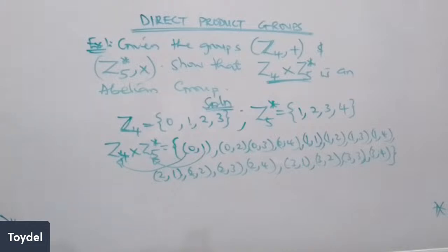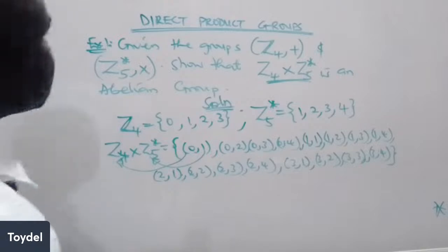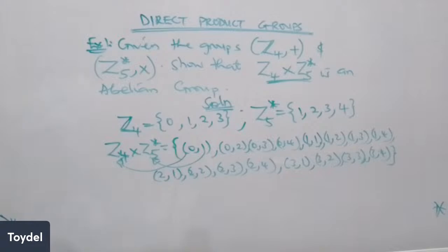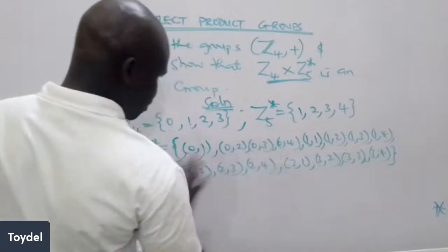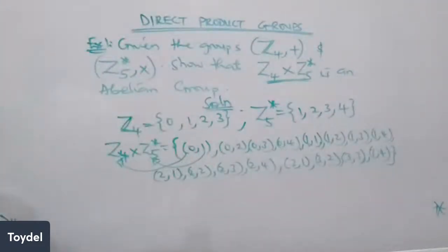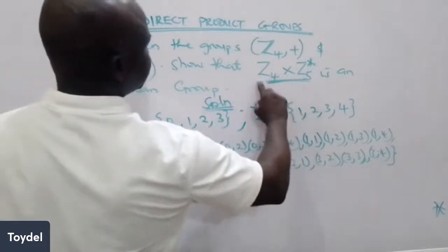Let's look at it very well. These are the elements that we have there. Okay. So with these elements, we now go ahead and show the 5 properties that will make Z4 cross Z5 asterisk an abelian group. That is what we are about to start now. Please let's note all these elements before we start to show, because I'm about to rub off the board. You know, this is the meaning of direct product.